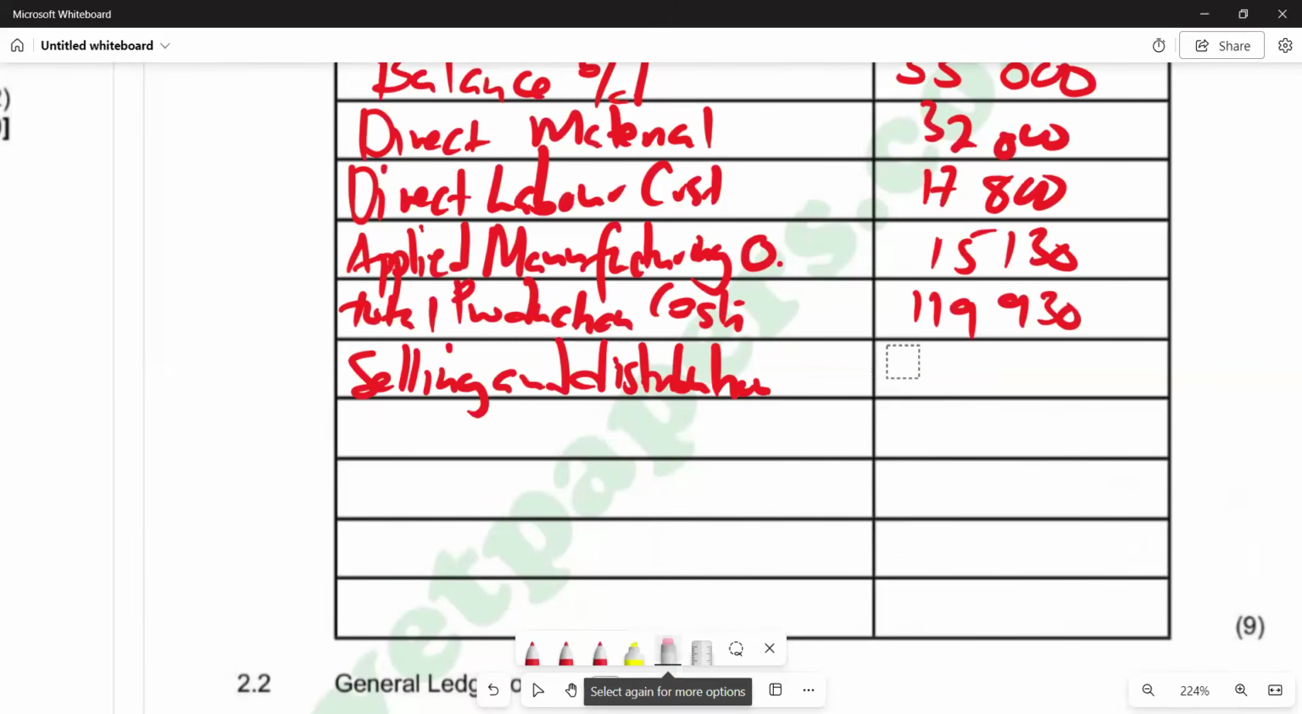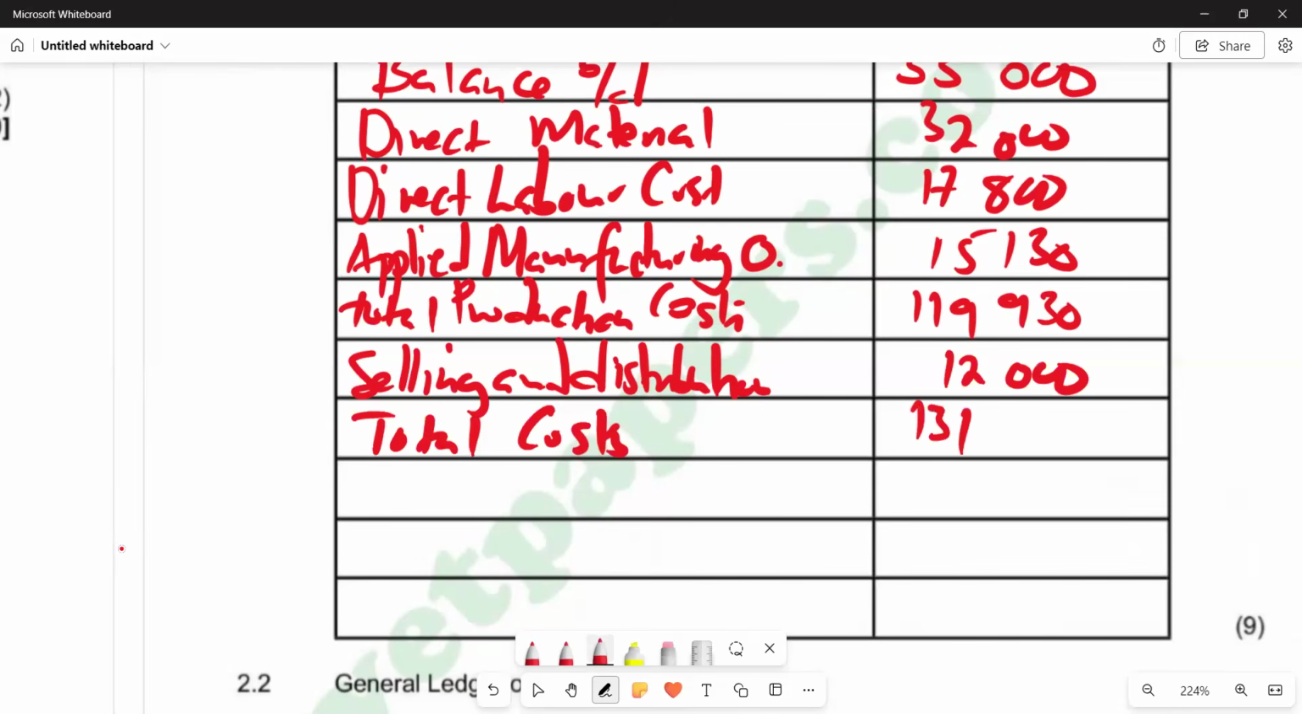Selling and distribution, remember we calculated it, and the figure that we got was 12,000. So here we are saying 12,000. And then after that, we are now able to find the total cost. So total cost, we are now saying 190,930 plus 12,000, and then we are going to get 131,930. And then from there, we now need the profit.